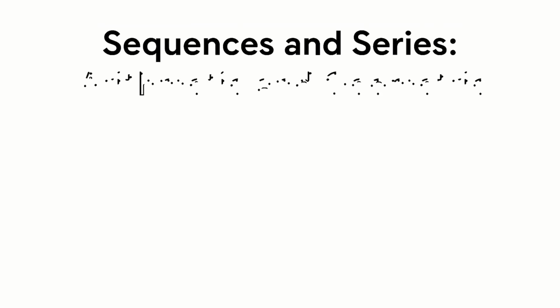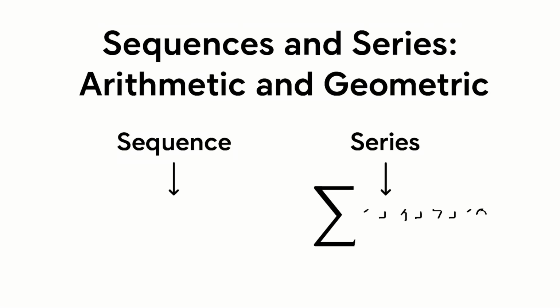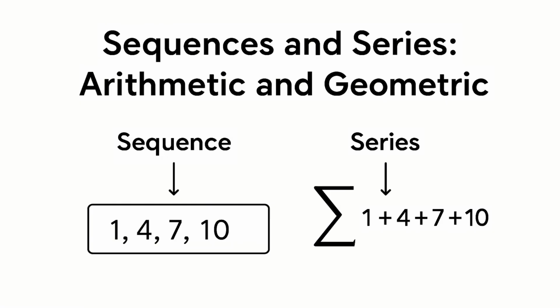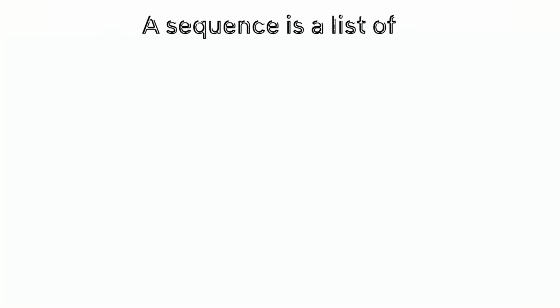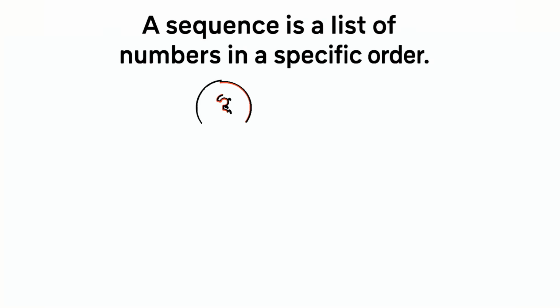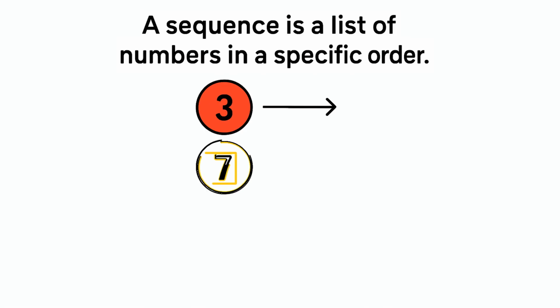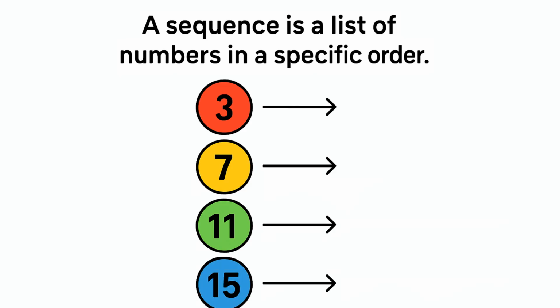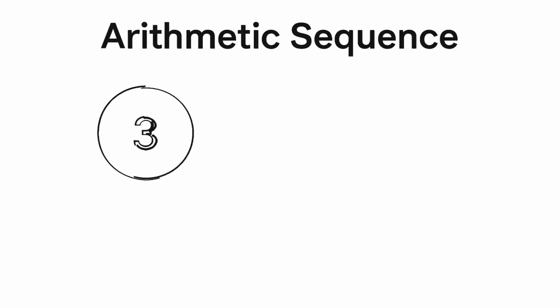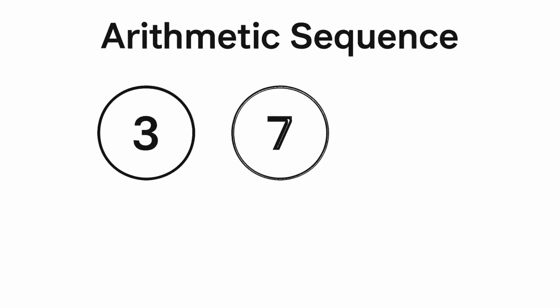In this video, we're going to make sense of arithmetic and geometric sequences and series, step by step. Let's start with a sequence. A sequence is just a list of numbers in a specific order, like 3, 7, 11, 15, and so on. If we look at the differences, each time we add 4. When the difference between terms is always the same, we call it an arithmetic sequence.